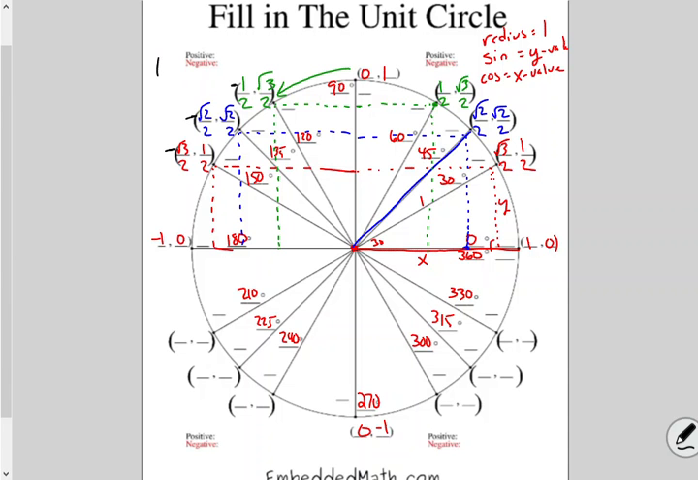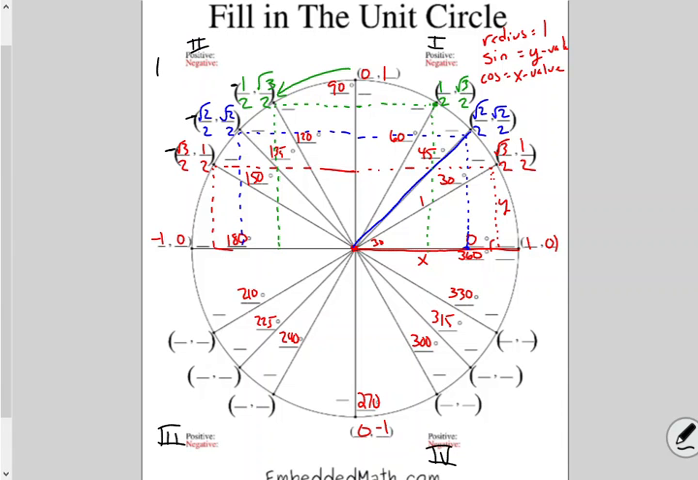Negative 1/2, negative root 2 over 2, negative root 3 over 2, all the way to negative 1, 0, right? And then we're going to continue around again. So after we get to negative 1, our x values are going to start to decrease again. But it's still in the third quadrant, right? This is quadrant 1, quadrant 2, quadrant 3, and quadrant 4.